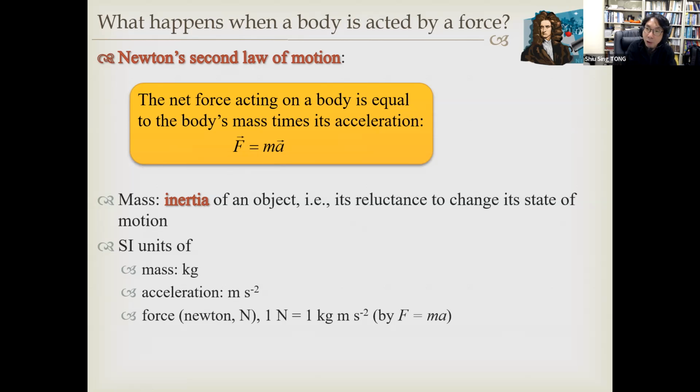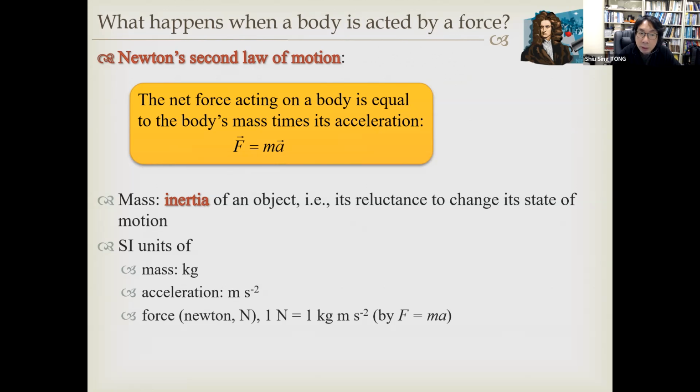When you compare a small mass to a large mass, when they are applied the same force, the smaller mass will have a larger acceleration than the larger mass. So that means the larger mass is more reluctant to be moved by the force. Okay.